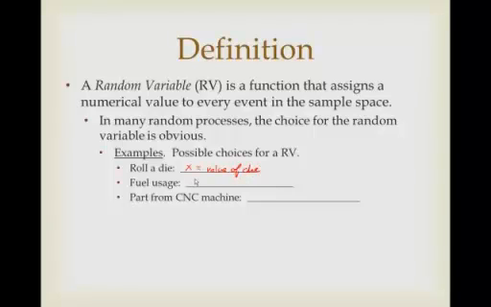Or we could have fuel usage, and in that case we might define some random variable f, which would be the amount of fuel in the tank. And then we could have a part from a CNC machine, and in that case we might have some L as being the critical dimension in that particular case.